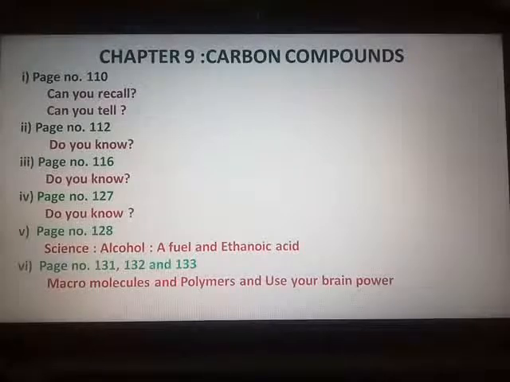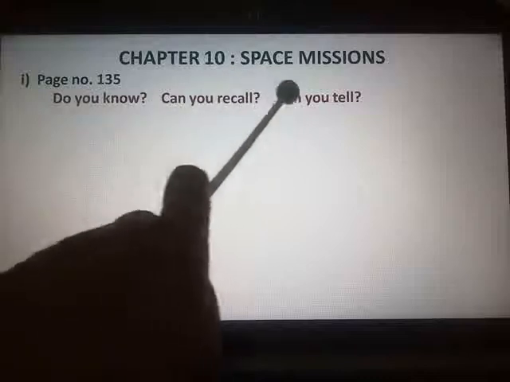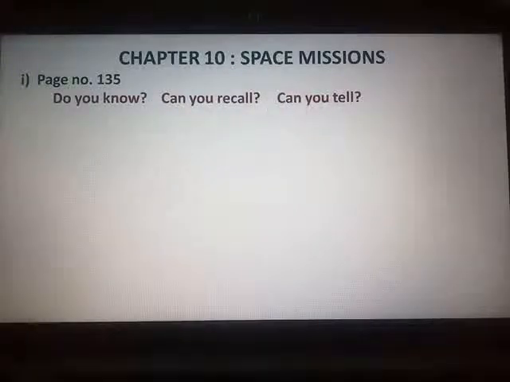Now we come to chapter number 10, Space Missions. On page number 135, towards the bottom of the page, you have 3 activities: Do you know? Can you recall? Can you tell? All these 3 activities you remove.